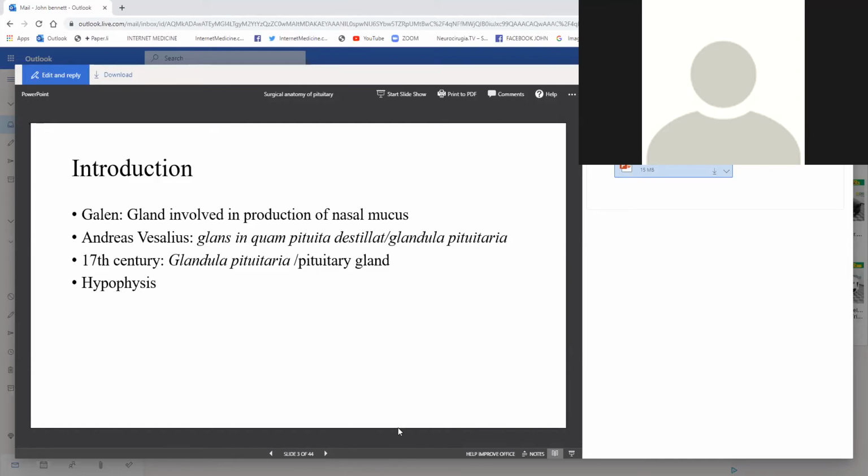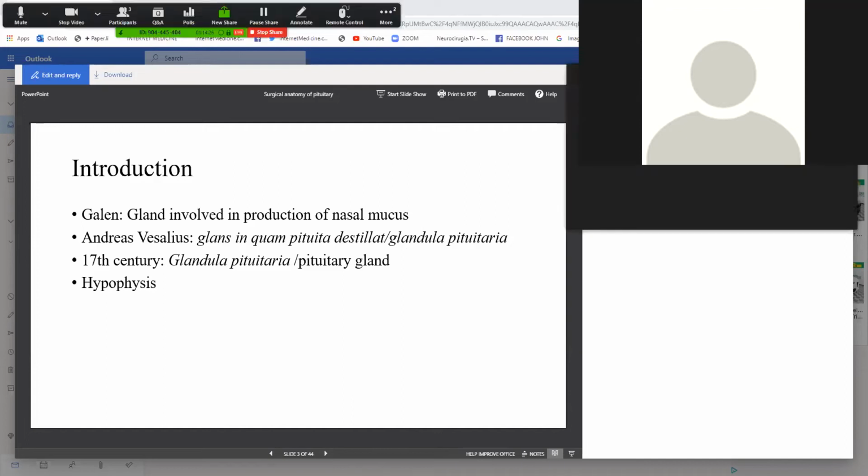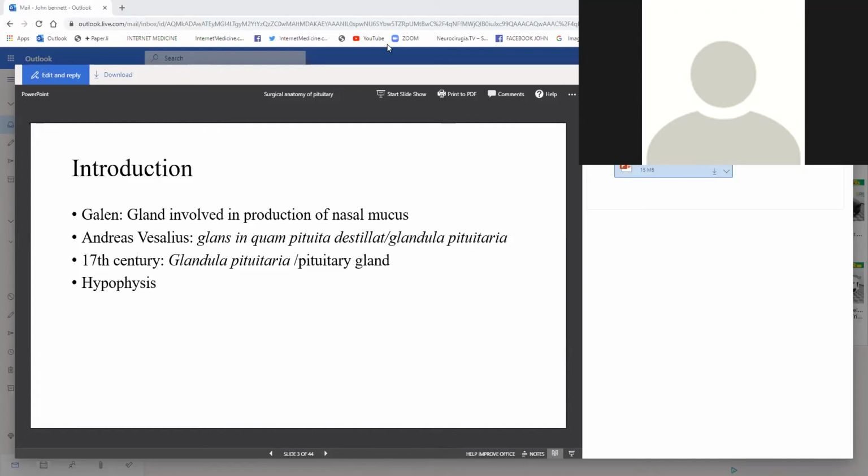The name pituitary gland has as its main justification only a historical evolution, because before the 17th century, Galen described the pituitary gland. At that time, it didn't carry this name yet, but he described it as one of those glands involved in the production of nasal mucus. Andreas Vesalius termed this gland glandula in quam pituita destillat, which means the gland from which mucus drips. So the pituitary gland initially was considered as one of those glands responsible for the production of nasal mucus.